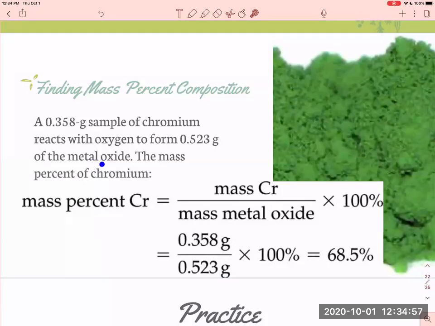If I'm looking for the mass percent, it's going to be my part, which is just the element I'm looking for. So mass percent of chromium, see how the element chromium for the mass percent is the same as the part of the compound, over the mass of the total metal oxide. So what we've done here is we've taken the mass of the chromium that we know is reacting, assuming all of it reacts, and that's going to be our part. And then how much total chromium oxide we make is going to be our whole, and we're going to multiply by 100 and get this answer.